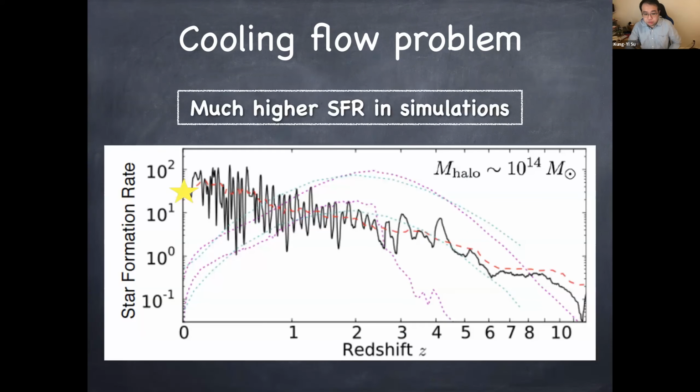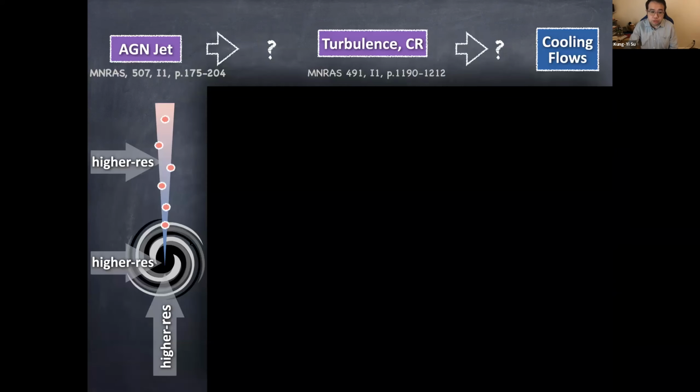In simulations, the cooling flow problem typically presents as a very high star formation rate. As you can see, these are 10^14 solar mass halo mass simulations suffering from a cooling flow problem. At redshift 0, the star formation rate is an order of magnitude too high. So in this work, we're trying to see whether any of the AGN jet models we see in these massive systems could possibly quench the galaxy and solve the cooling flow problem.